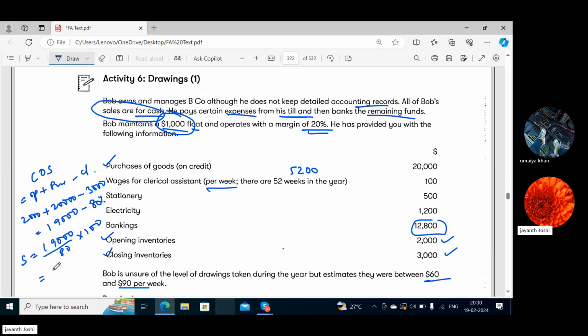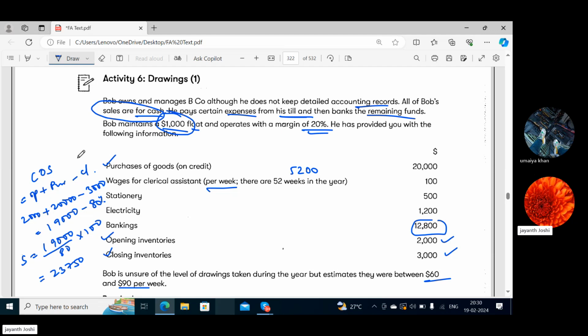So that will be 19,000 divided by 80 into 100. That is 23,750. So this way we found the sales figure. Okay, 1 second. Check till this point. So sales figure is 23,750.